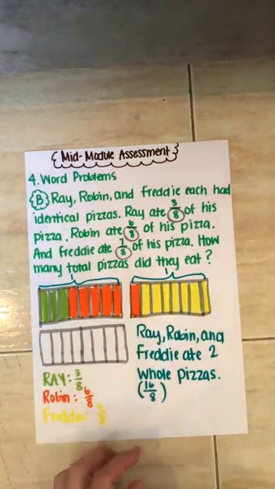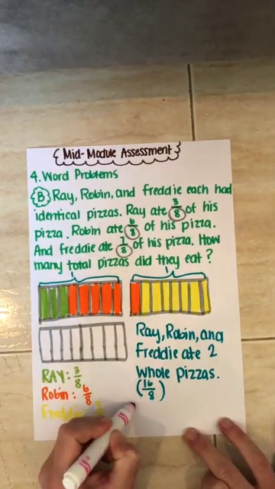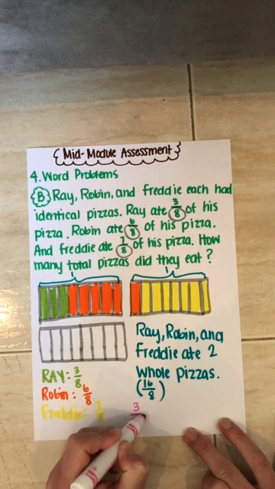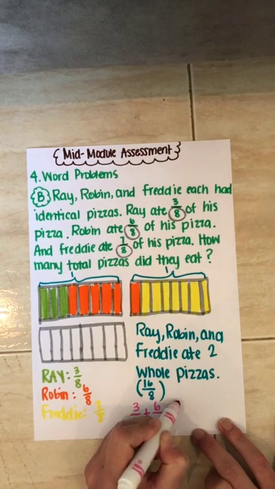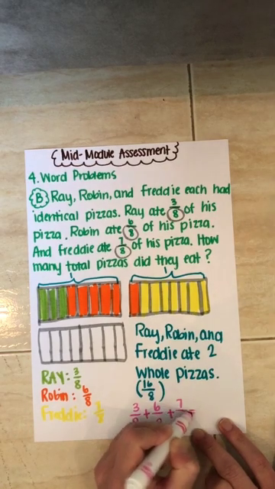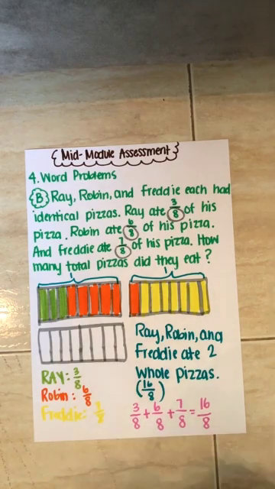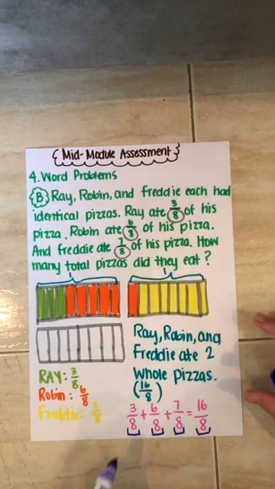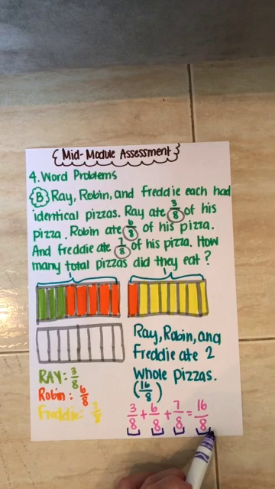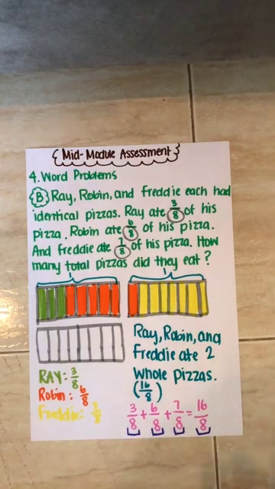Either answer is correct. Now, if you wanted to write a number sentence for this word problem, you could have written 3/8, because that's how much Ray ate, 6/8 for Robin, and 7/8 for Freddie, and added these together, and you still would have gotten 16/8, okay? Now notice, our denominator is not changing. That's how many pieces in our whole. There's 8 pieces of pizza in each pizza. This is how many each person ate, okay?